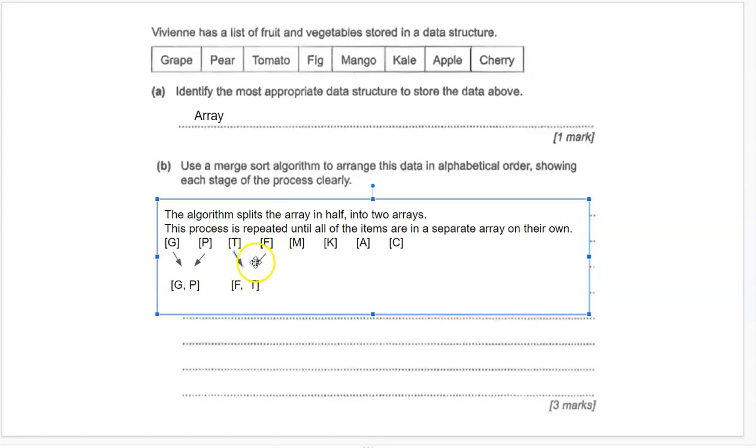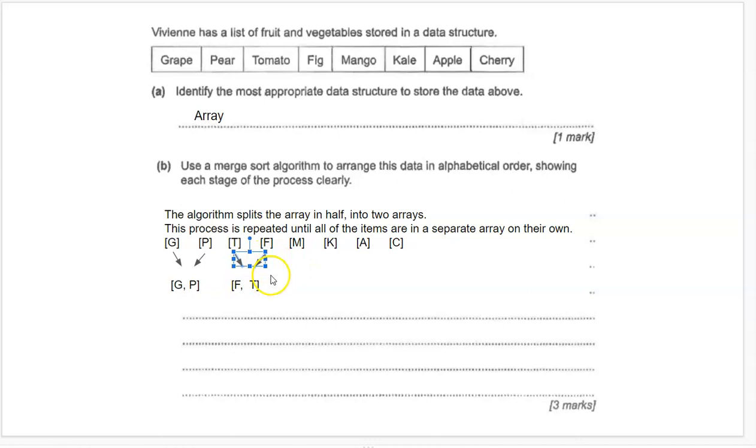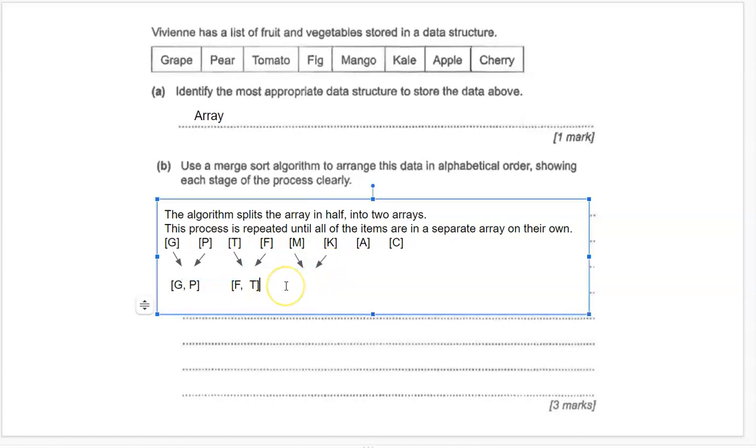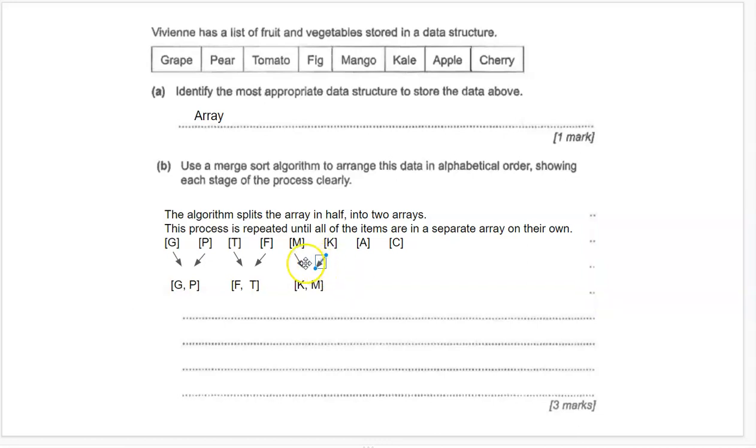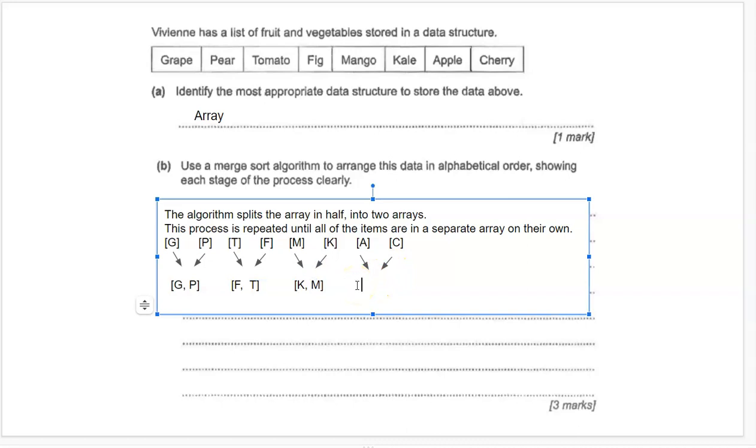Again, I'm just going to copy these arrows just so that I can be as quick as possible. And now I'm going to merge M and K, H-I-J-K-L-M, so K comes before M, okay. And then finally let's get these ones merged, and obviously A comes before C, so we're going to say A, comma C.